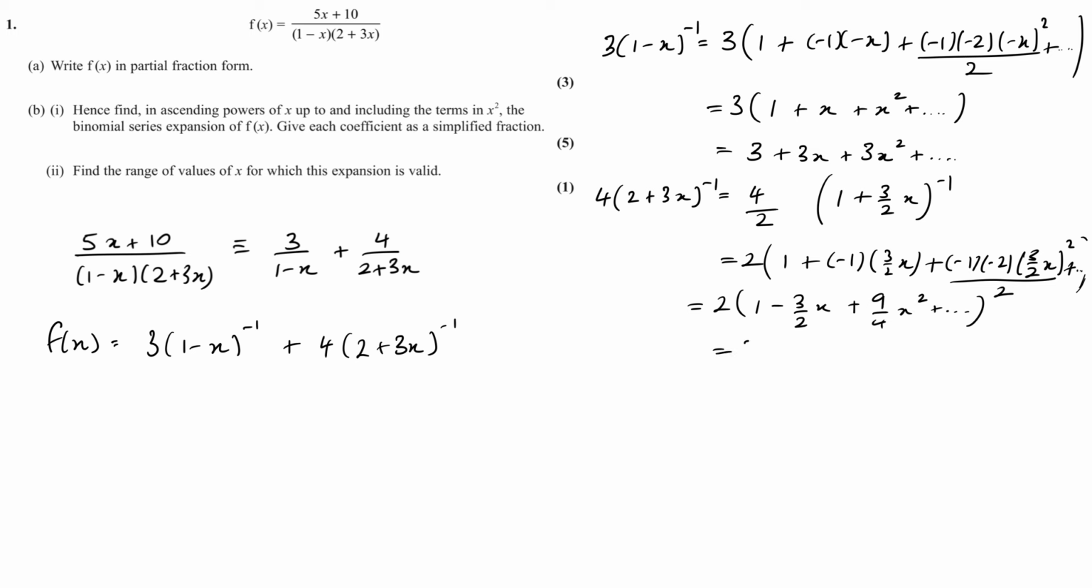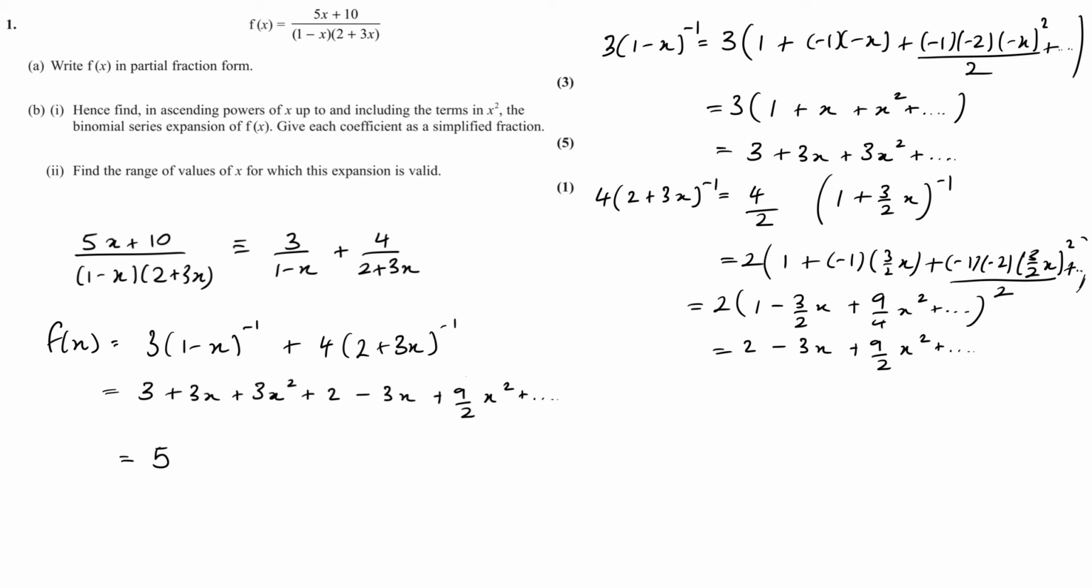And then multiplying by 2, we get 2 minus 3x plus 9 over 2x squared. Now we've got these 2. What we can do is replace it back in here now. So we've got this plus this basically. And then it's just a matter of simplifying it.